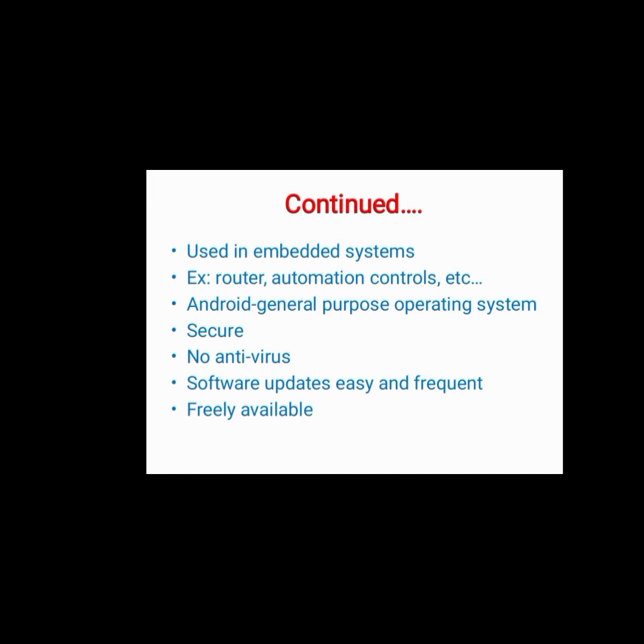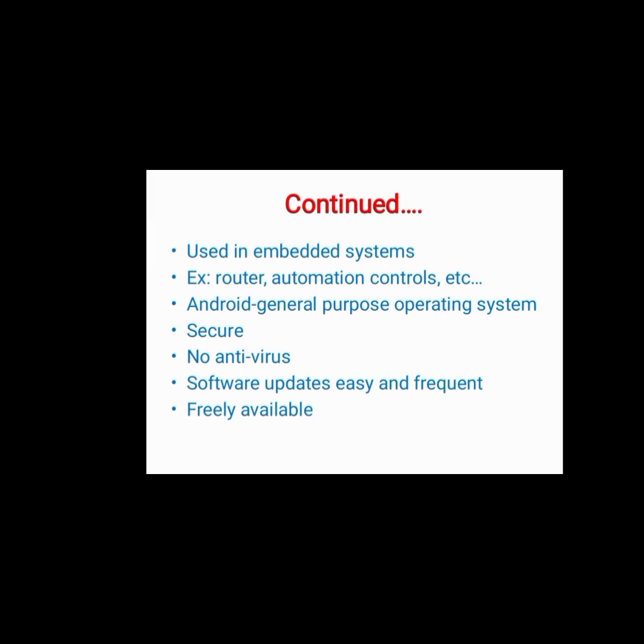It is used in embedded systems like routers, automation controls, televisions, digital video recorders, smart watches, video games, etc. The biggest success of Linux is Android, which is used in mobiles and tablets. Android has the largest installed base, so it is called a general purpose operating system. The Linux source code is easily available for everyone, and you are allowed to contribute, modify and distribute the code to anyone without any permission.